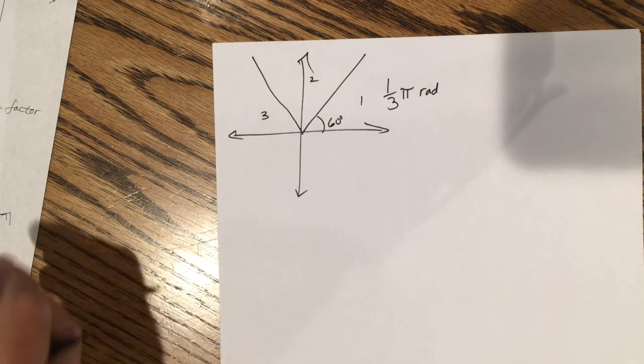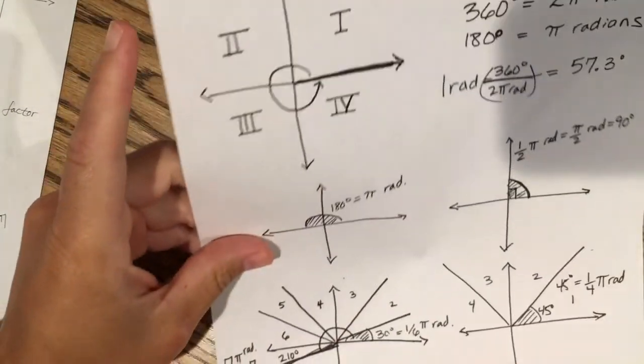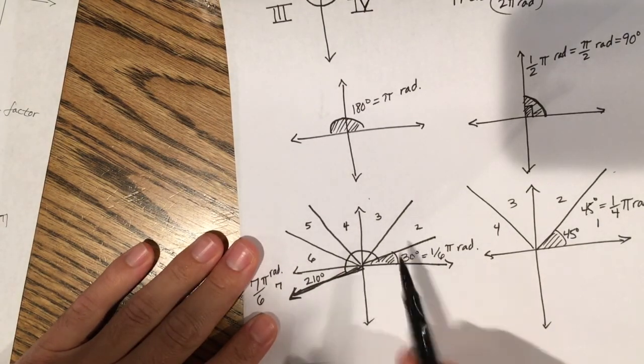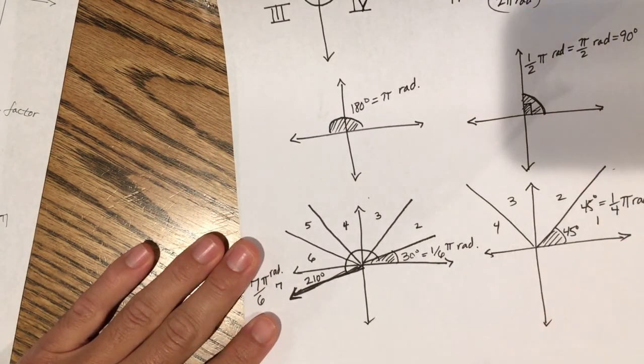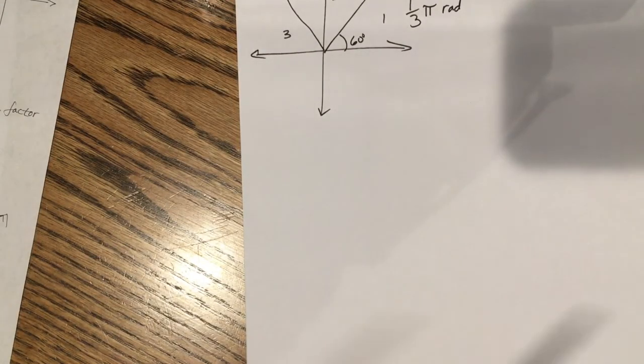You might say, well, couldn't you have just looked back at the last page and said, well, isn't 60 just 2/6, right? Pi radians. Well, 2/6 is the same as 1/3. So yeah. All right. Good. I think that's about it.